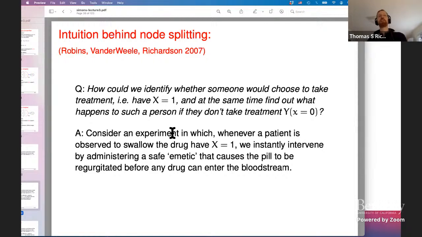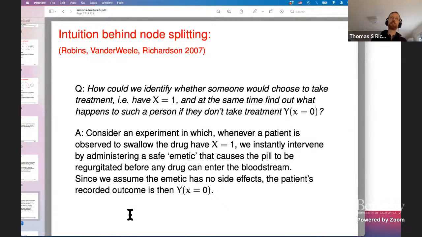I wish to stress that, but where we simply monitor a patient through their Facebook feed or whatever camera is pointing at them at the current time. And then at the moment where we see them take the drug and swallow it, we instantly intervene, a little bit like the swoop in Minority Report, and we administer a safe emetic that causes the pill to be regurgitated before any of the drug can enter the bloodstream. So the idea is that we can see that the person would have chosen to take the drug, but we can intervene before there are any causal effects of them having taken that drug.